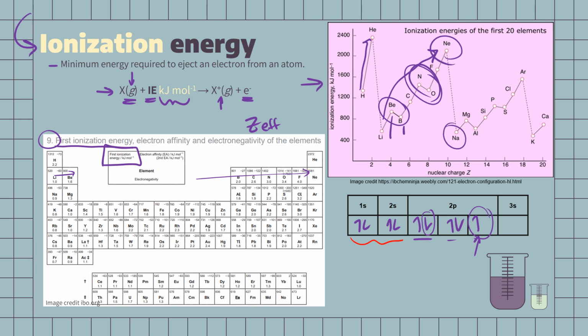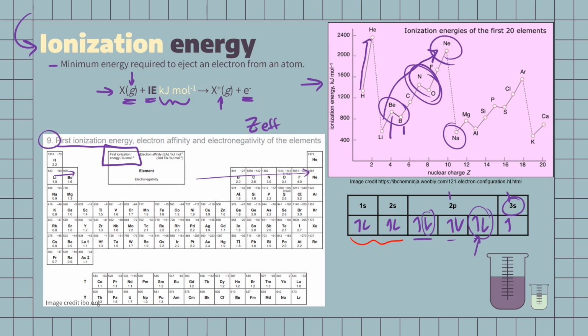Well, neon has those 10 electrons, 1s2, 2s2, 2p6. Sodium has 1 electron that is unpaired in a whole extra entire energy level. So not only is it unpaired, but also it's further away because now we're in energy level number 3 instead of energy level number 2.